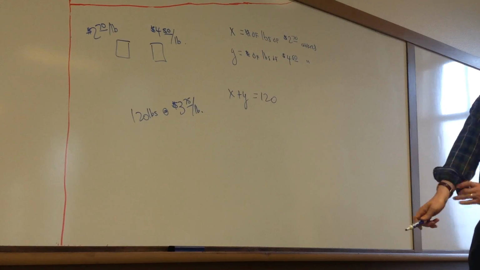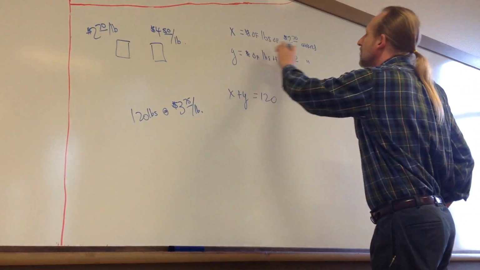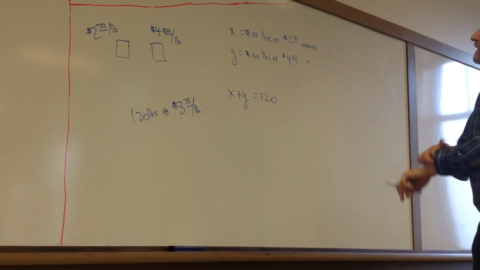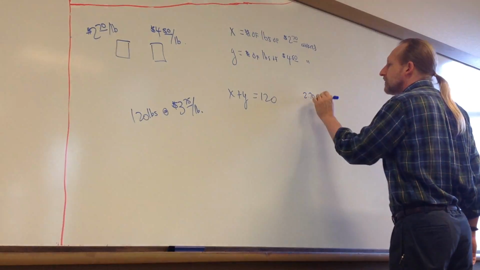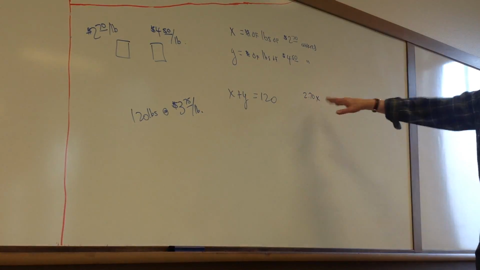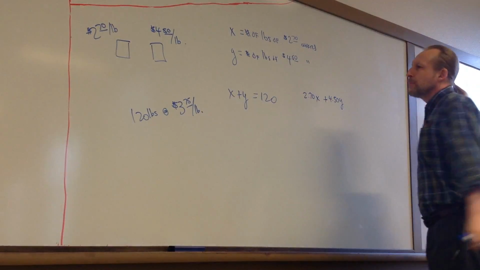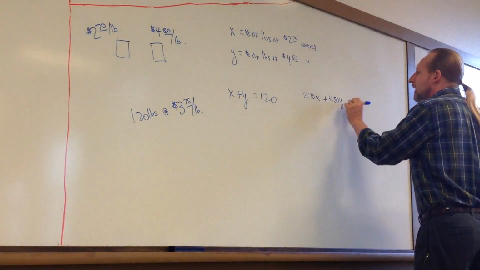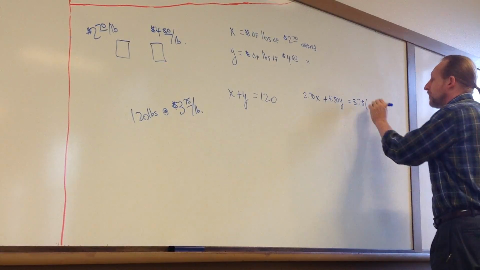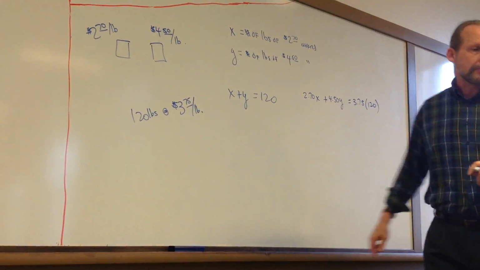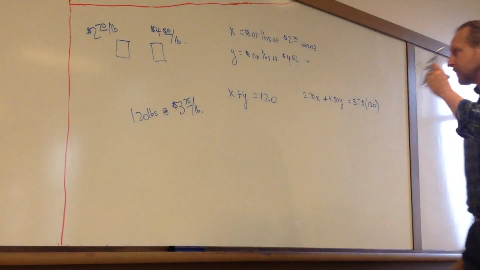All right. The next step is to look at the prices for the cookies. So if we have x pounds of these cookies, and they cost $2.70 per pound, that means the total value of those cookies is going to be $2.70 times the number of pounds, which is x. Same thing here. We've got these cookies, they cost $4.50 per pound. We've got y pounds of them, and this should add up and give us the cost, which is $3.75 a pound times 120 pounds. All right. So there's the two equations that are going to allow us to solve this problem.